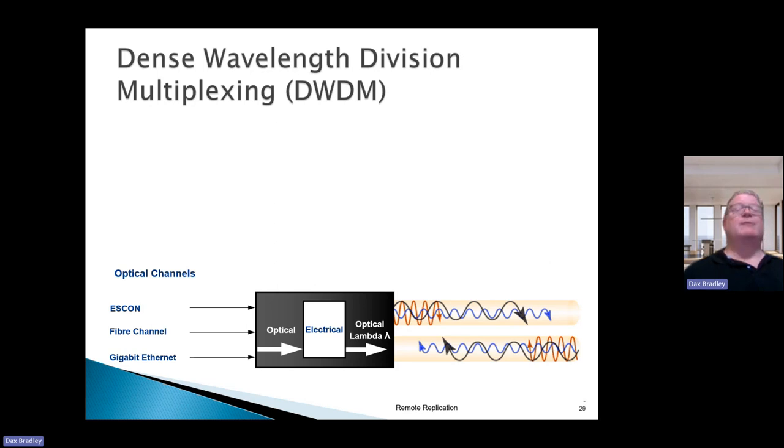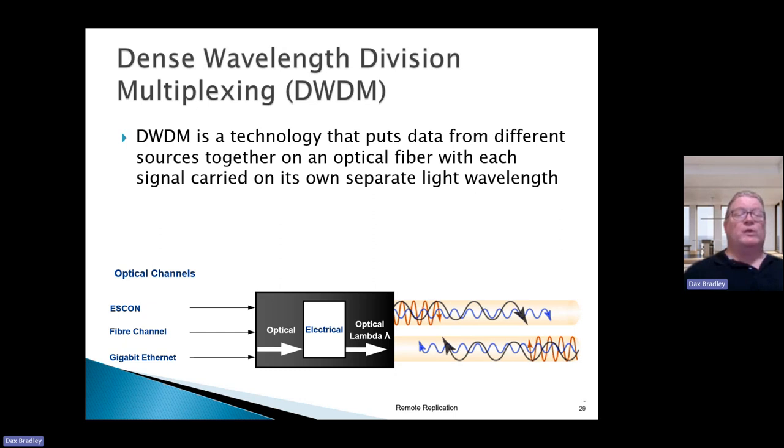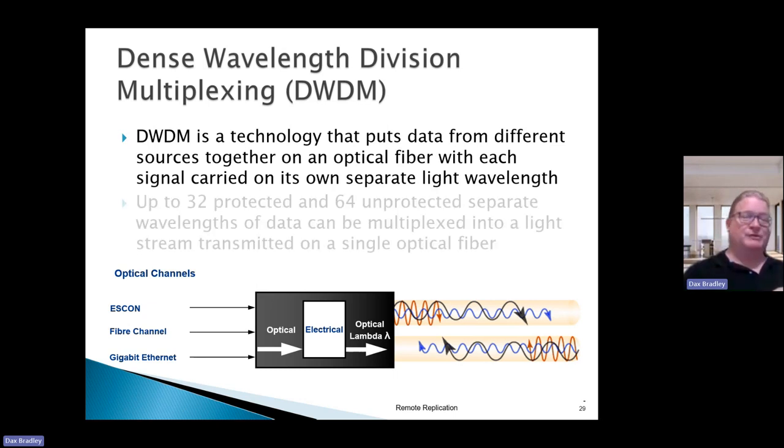In DWDM, or dense wavelength division multiplexing, we put the data from different sources together on an optical fiber, with each signal carried on its own separate light wavelength. That's how they're able to take multiple T1s and put them on a fiber. It could be an OC48, OC192. There are different configurations. It's all about taking the data, aggregating it, and digitizing it, sending it out to a multiplexer, which breaks it down and sends it out to end users.